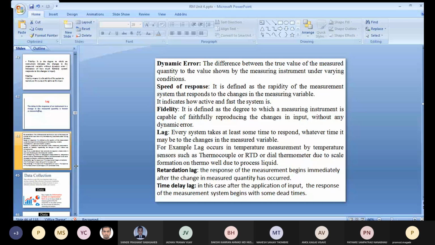Can anybody tell me a retardation lag example? Because suddenly change, immediately change. Yes, sir. I have one example. Tell. Actually, in a washing machine, because right now I'm using it on weekends. So that is the practical example. That's why I'm giving.